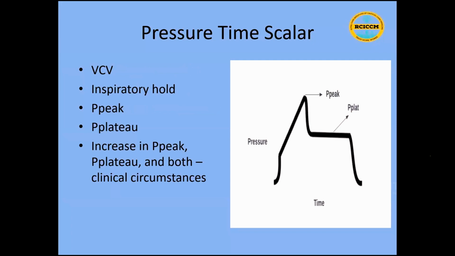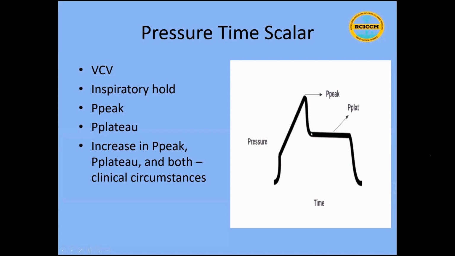So a quick look at the pressure time scalar. If one looks at the pressure time scalar during volume controlled ventilation with the inspiratory hold, then we will be able to ascertain the peak pressure and subsequent plateau pressure as well. You can see the upstroke where during the initial phase there is no change in flow or volume, and it is a straight upstroke. Subsequently with the increasing pressure, the volume tends to increase, and it would reach a peak, and subsequently the pressure drops. That is the initial pressure to overcome the airway resistance.